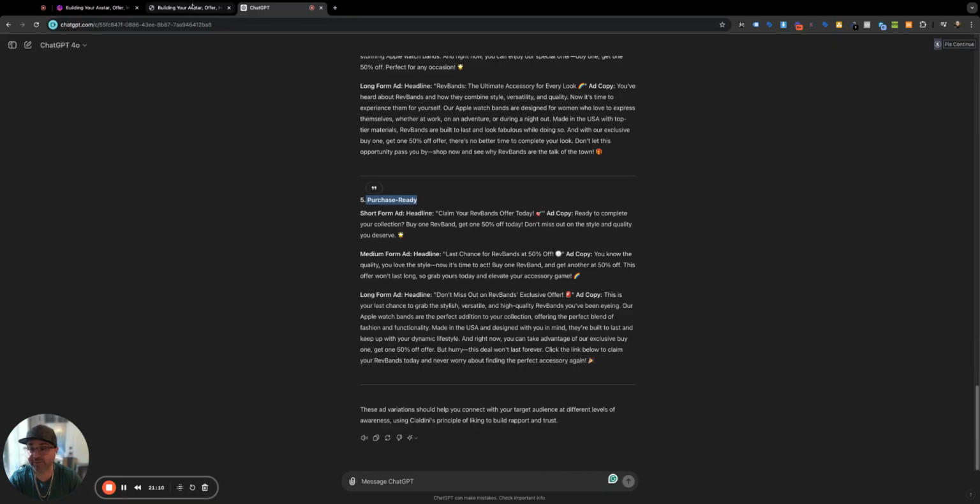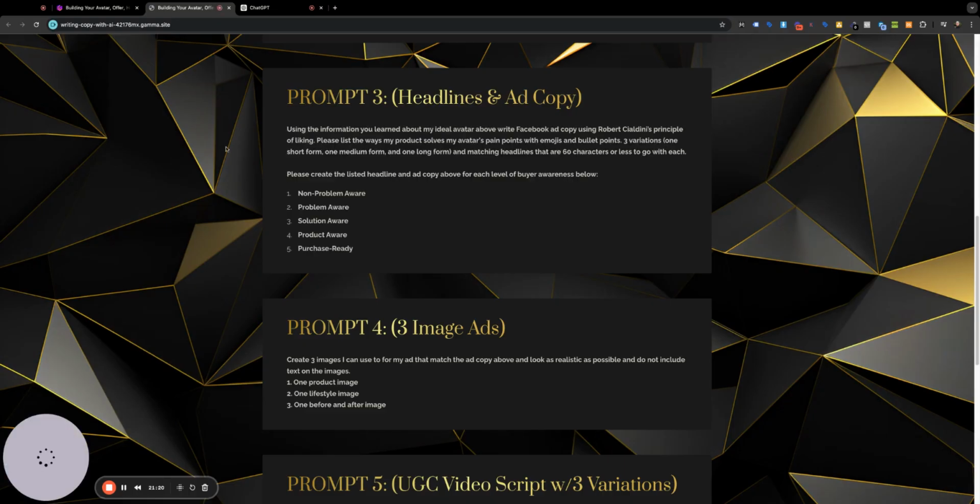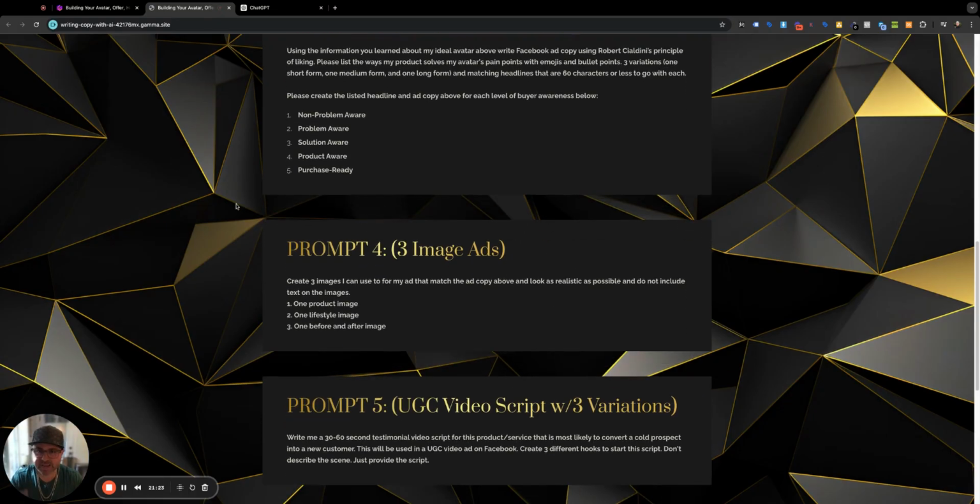So now we have 15 different ads. So we have 15 different headlines and 15 different body copy for 5 different awareness levels. So we're going to move back over into our prompts. And moving forward here, these are really just bonuses.